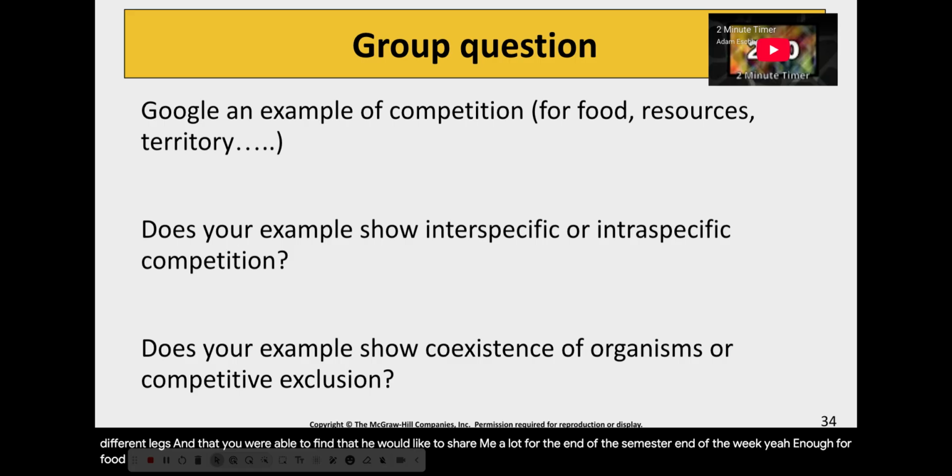So is that intra or inter-specific? Inter, because they're different species. And is it coexistence or competitive exclusion? Yeah, there's a winner, there's a loser. One's going to get the food, one is not going to get the food. Any other examples you'd like to share? Species like bears, salmon runs into a river. But sometimes they can coexist because they section off areas. Okay. So depending on where in their environment we're looking, it could be both coexistence or competitive exclusion. Yeah. All right.